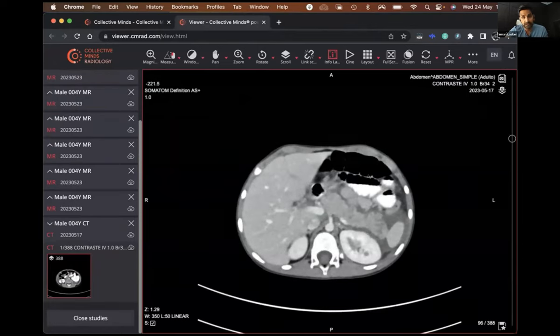So from the offset, we can see that there is contrast sitting within the aorta over here. So I'm just going to draw that there.